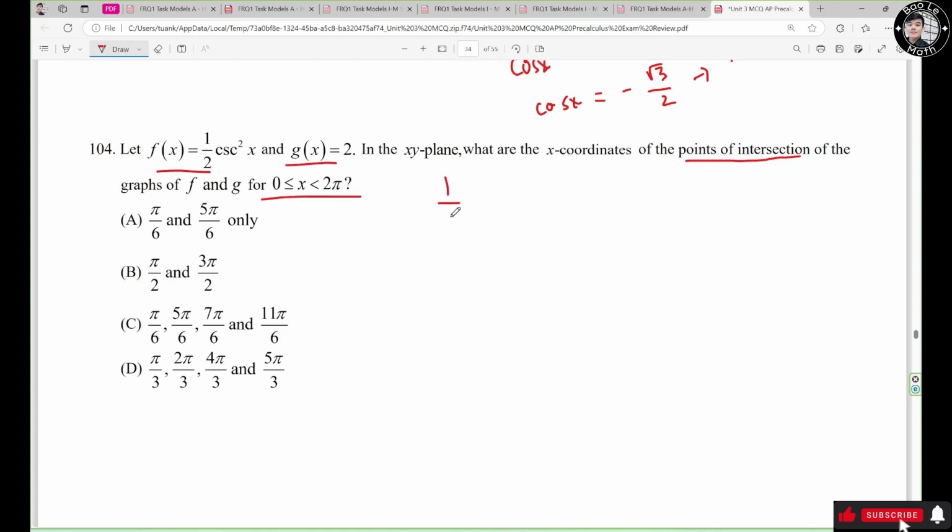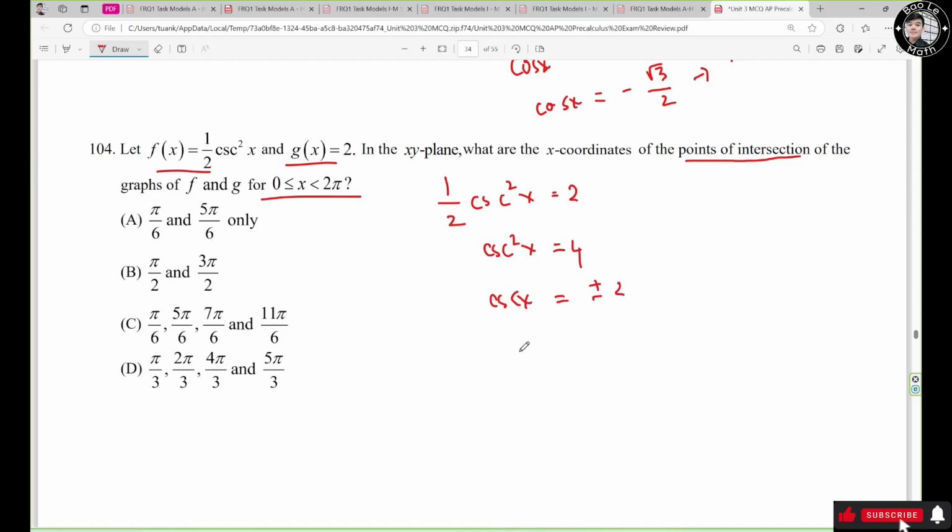Now question 104. We need to find the intersection between this graph and this graph within this domain. So we have 1 half cosecant square of s equals 2. Now multiply both sides by 2, you have cosecant square of s equals 4. Take the square root of both sides, so it could be cosecant s equals plus and minus 2. Keep that in mind, don't forget the plus and minus sign.